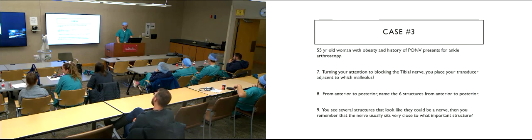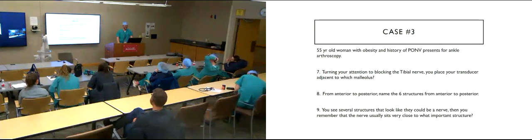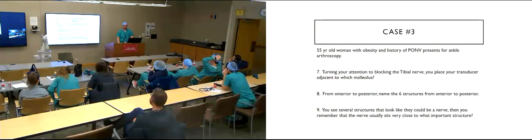So this one's tough. From anterior to posterior, name the 6 structures. Same, from anterior to posterior. I like to repeat myself. With the tibial nerve block view, there's a mnemonic. I think we just did this in anatomy lab.